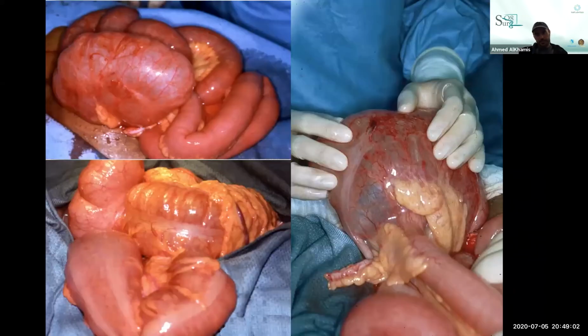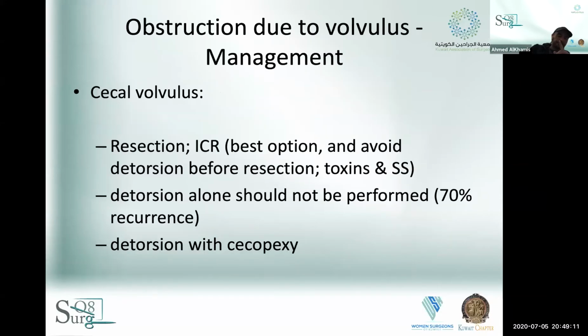These are nice pictures from New York of some volvulus and things. You can see it. Just back again for cecal before I go to pregnancy. So again, just to make it clear, that's my opinion, and I think most colorectal surgeons agree with me.